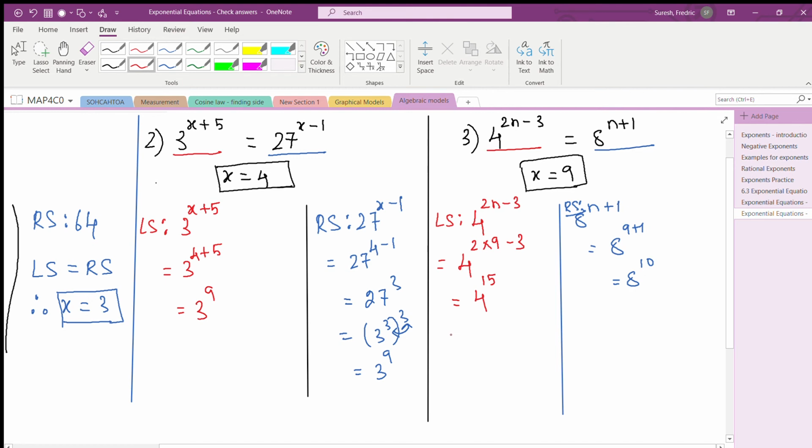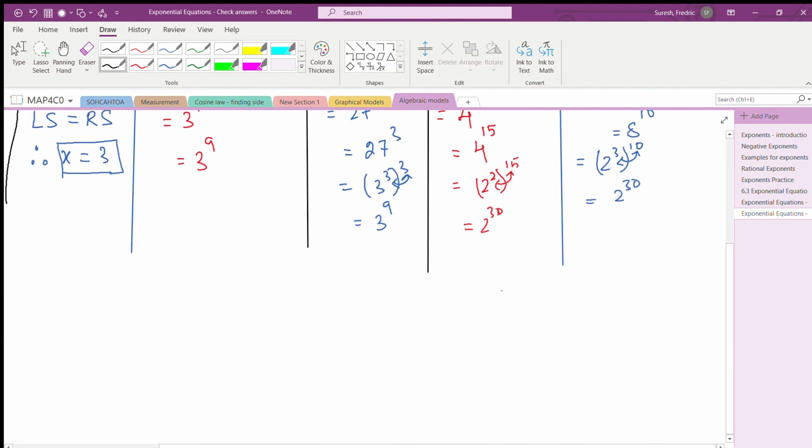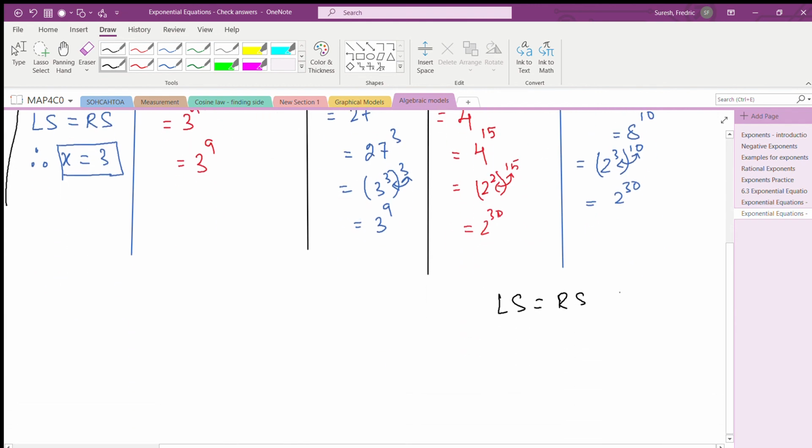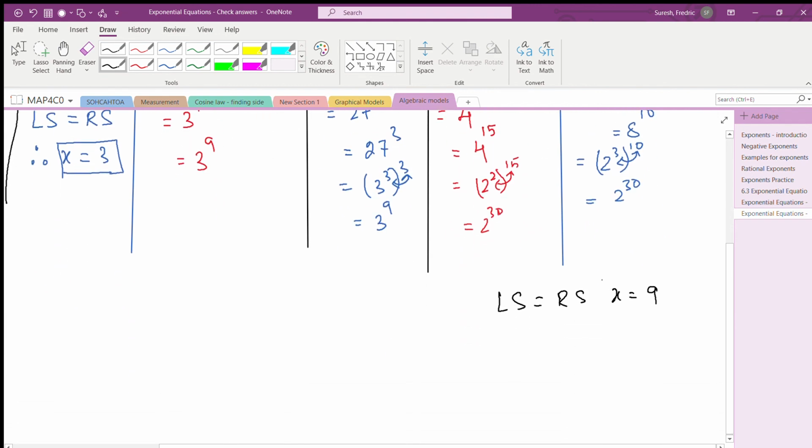We know that 2 to the power of 2 is 4. So multiplying those two, I get 2 to the power of 30. And do the same thing on the right side. I know that 2 to the power of 3 is 8. And multiplying 3 times 10, I get 2 to the power of 30. So now we know that the left side equals the right side. Since the left side equals the right side, the answer x equals 9 must be the correct answer.